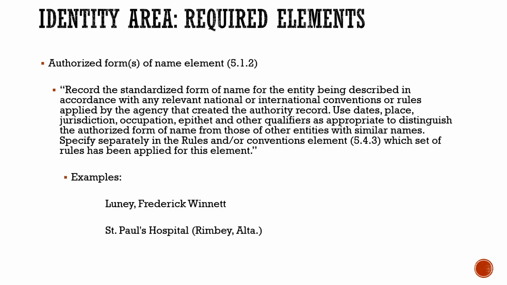The second obligatory element is authorized form of name, which is found in the identity area. The rule in ISAAR-CPF is: record the standardized form of name for the entity being described in accordance with any relevant national or international conventions or rules applied by the agency that created the authority record. Use dates, place, jurisdiction, occupation, epithet, and other qualifiers as appropriate to distinguish the authorized form of name from those of other entities with similar names. Specify separately in the Rules and/or Conventions element which set of rules has been applied for this element, and there are some examples on the screen.